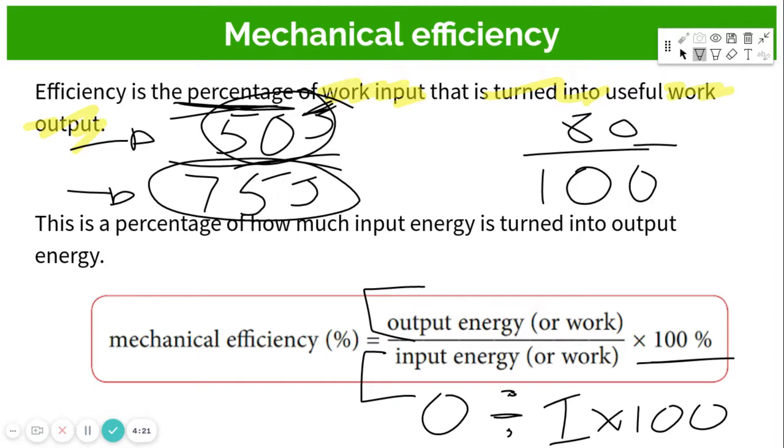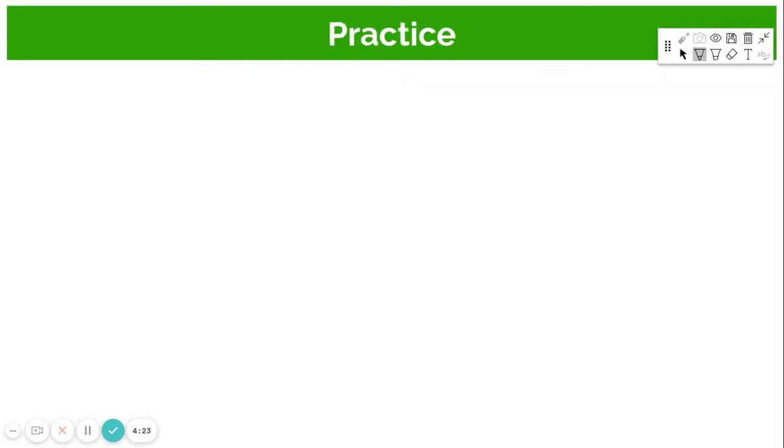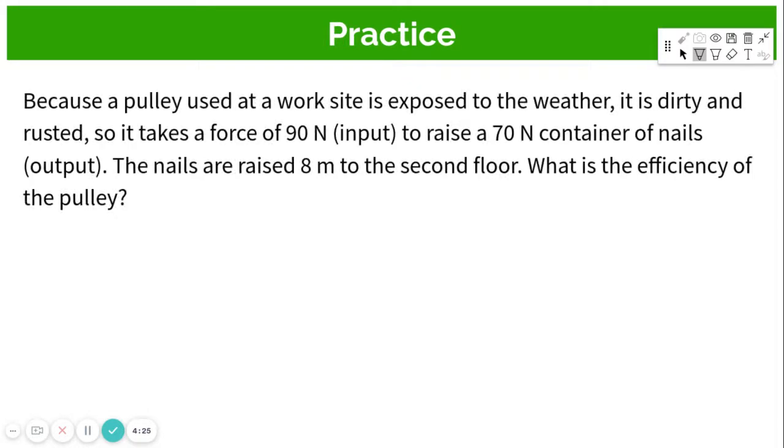I hope you know what it means and you're not just saying, oh, okay, that's a formula, let me try it out. Okay, so let's give it a shot. Because a pulley used at a work site is exposed to the weather, it is dirty and rusty. So it takes a force of 90 newtons, that's what's put in, to raise a 70 newton container of nails, that's the output. The nails are raised 8 meters to the second floor. What is the efficiency of the pulley system, or of the pulley?